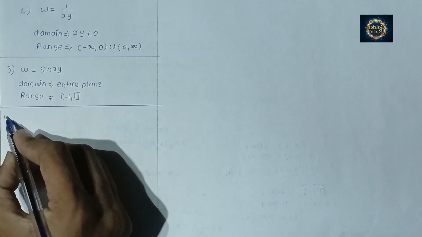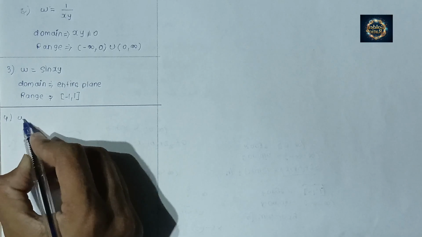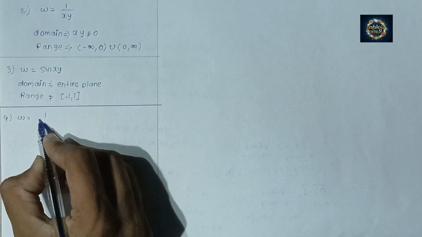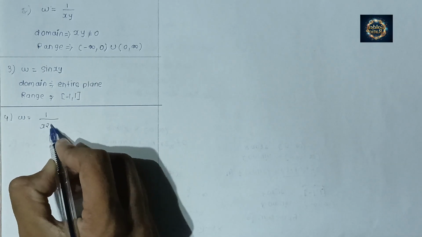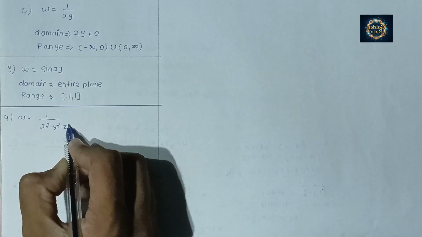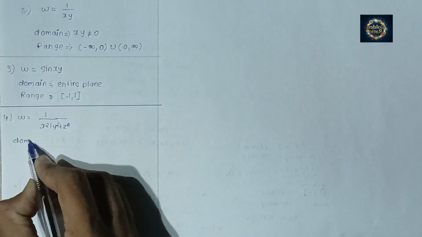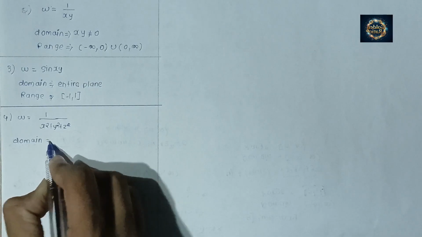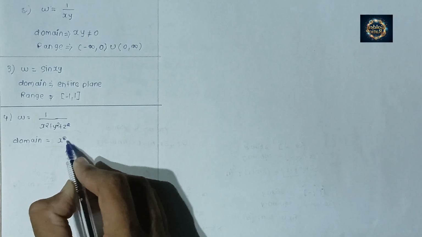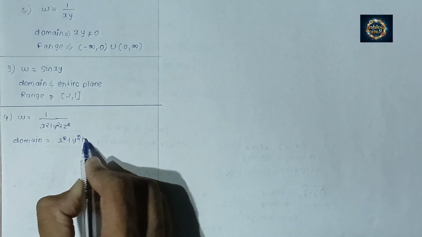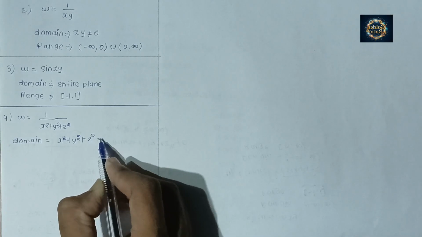Now the fourth example is w defined as 1 divided by square root of x square plus y square plus z square. It is a function with 3 variables. For the domain, here also it is the same case. The sum x square plus y square plus z square should not be equal to 0.